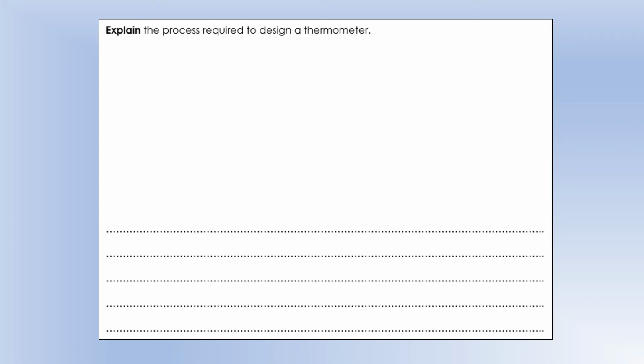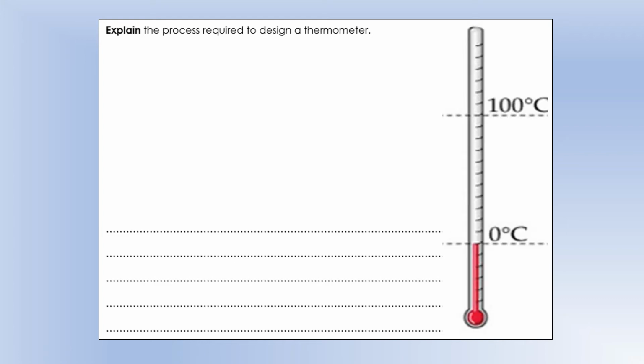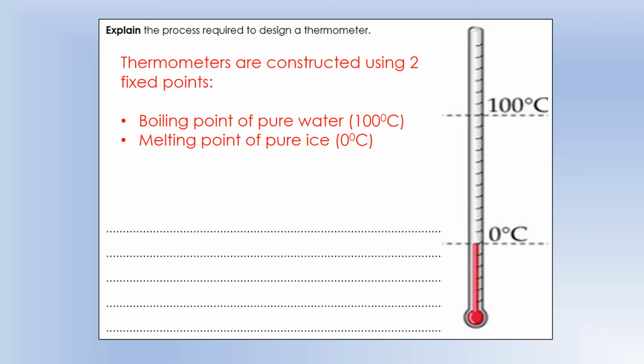Okay, so explain the process required to design a thermometer. Thermometers are almost exclusively based on two fixed points, and we have agreed fixed points, so all thermometers work the same. The two fixed points that we use are the boiling point of pure water, which is 100 degrees, and the melting point of pure ice, which is 0 degrees. I'm going to talk a little bit about what boiling and melting mean later on.